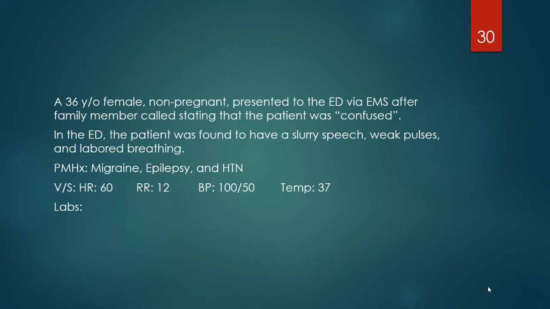36-year-old female, non-pregnant, presented to the ED via EMS after a family member called stating that the patient was confused. In the ED, the patient was found to have slurred speech, weak pulses, and labored breathing. Past medical history: migraine, epilepsy, and hypertension. Vitals: heart rate of 60, respiratory rate of 12, blood pressure 100/50, and temperature of 37.